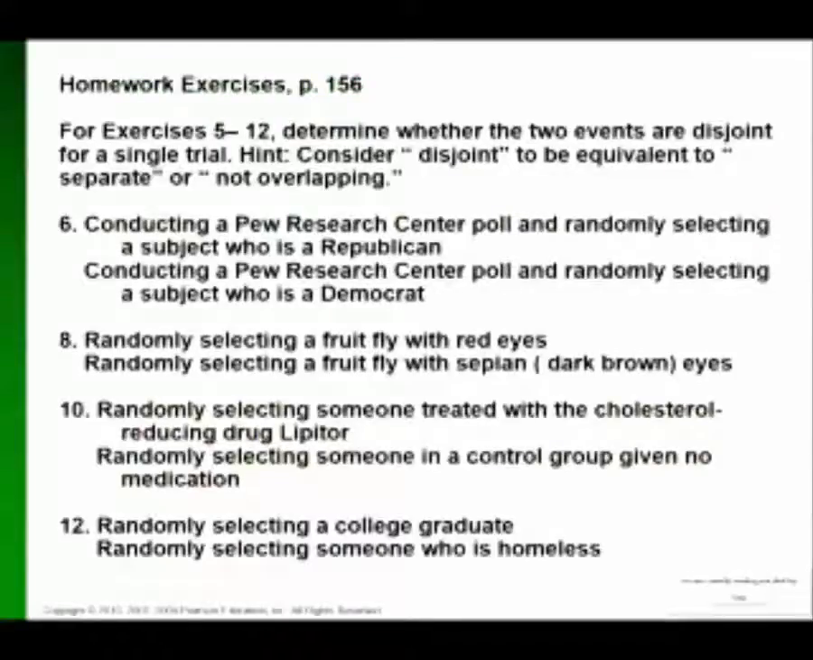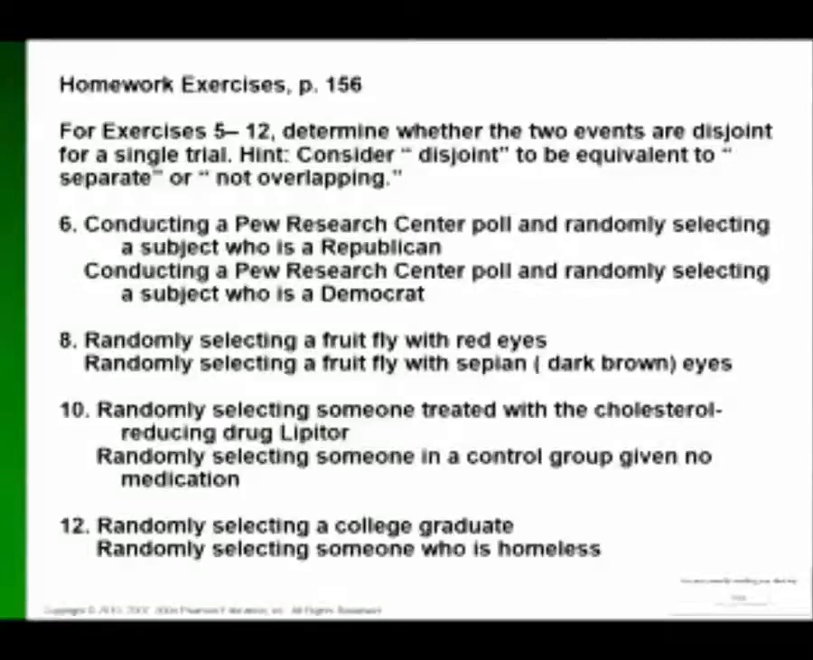In a single trial, is it possible to randomly select a subject who is a Republican and at that same time that person be a Democrat? You can't be both. Now, you can vote split ticket, but that's a whole different issue. You have to register as Republican, Democrat, or other. So one person can't be both a registered Republican and a registered Democrat. So are those two events disjoint or not disjoint? They're disjoint because they can't happen at the same time.